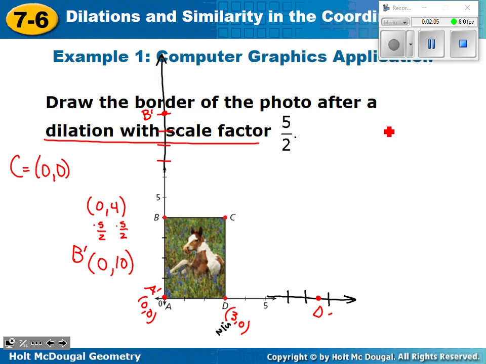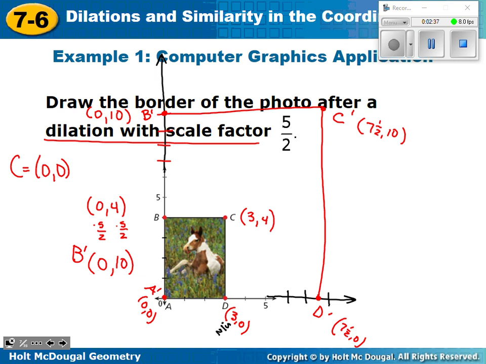And then I need C prime, right? So C is at what point? 3, 4, and so when we multiply it by 5/2, where is C prime going to be? Good. 7.5, 10. So we're going to go up here and put C prime, 7.5, 10. I should have labeled those all along. This is 7.5, 0. And this is going to be at, we said 0, 10, right? And then you would just connect the dots. Draw your shape, and you have the border.